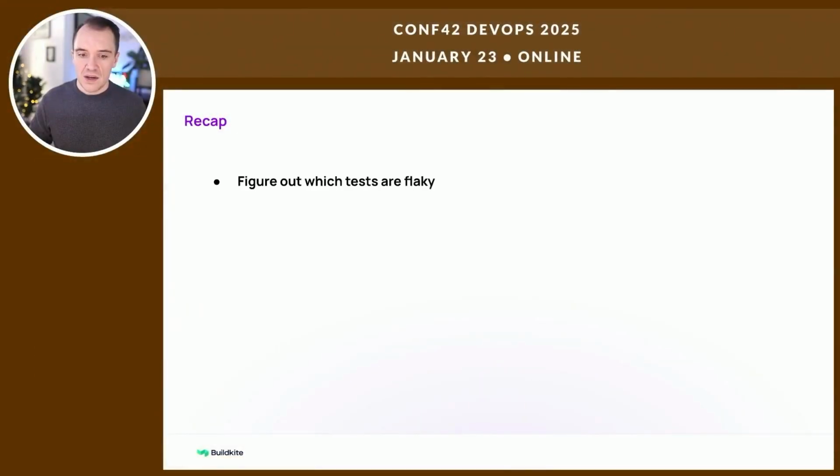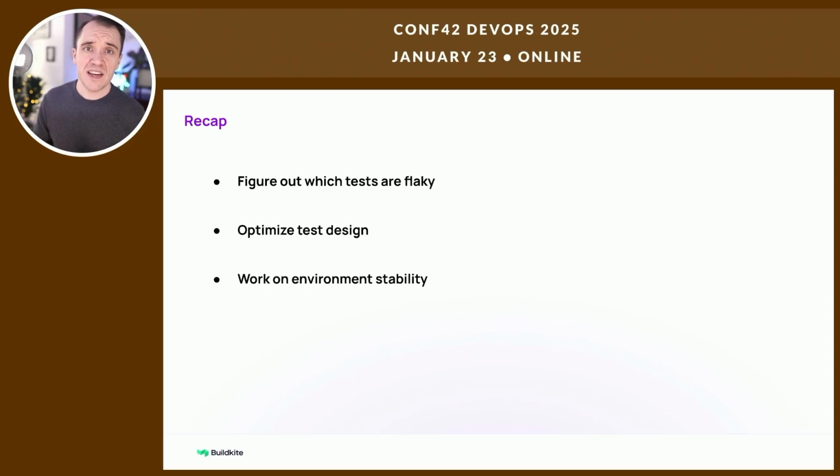So that's my five strategies for helping get a handle on flaky tests. Just to list them again, we have: figure out which tests are flaky to begin with, optimize your test design, work on environment stability, use the best tooling for the job, and foster a reliability culture.